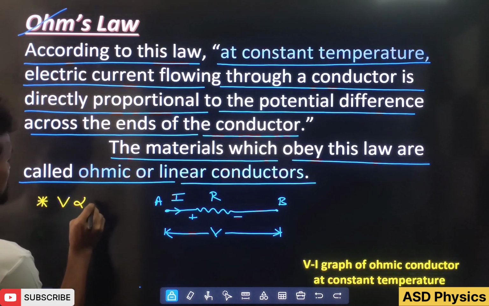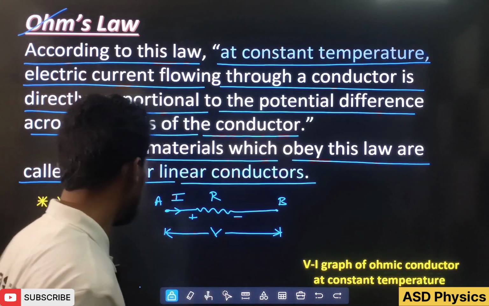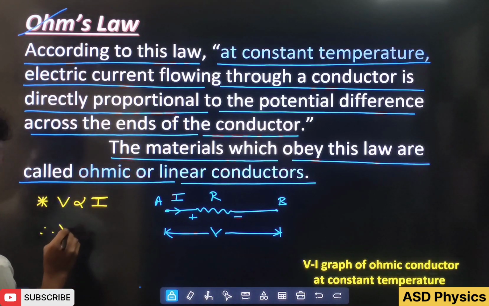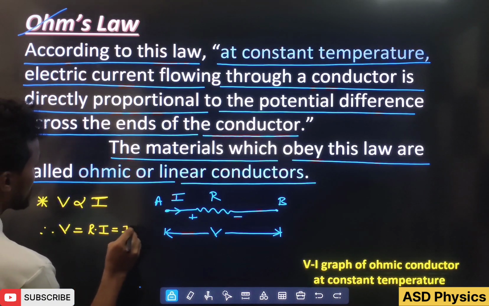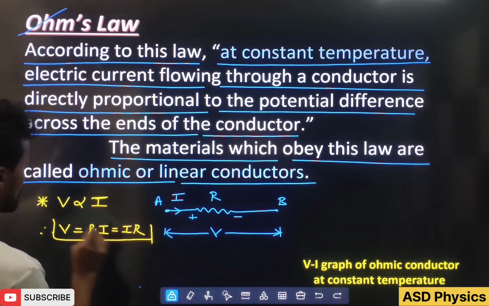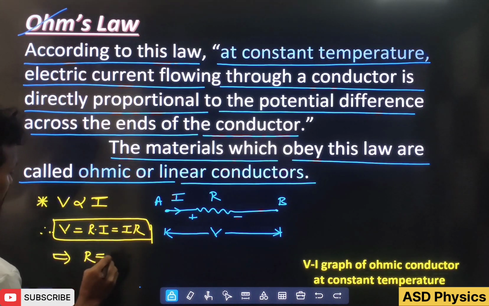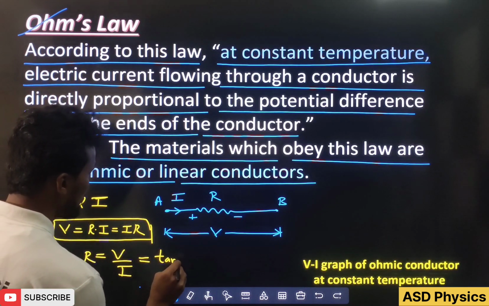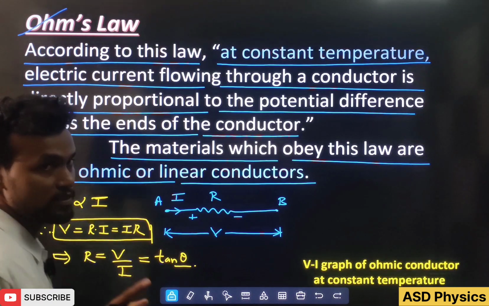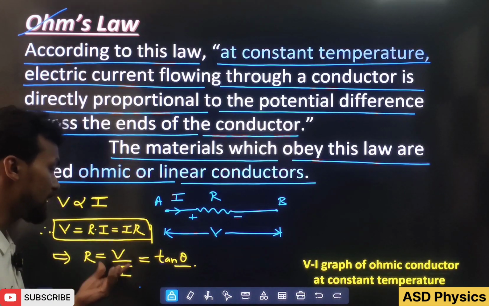At constant temperature, this potential difference is directly proportional to the current. So when I remove this proportional sign, one R will come. I can write here IR. So this is Ohm's law. If I simplify this more, I can write R equal to V by I. And if I draw the V versus I graph, we can write the slope, that means tan theta. And remember that this resistance is independent of the voltage applied and current.